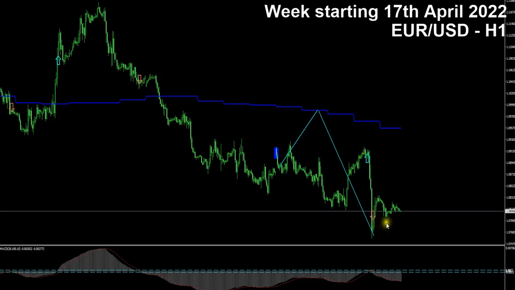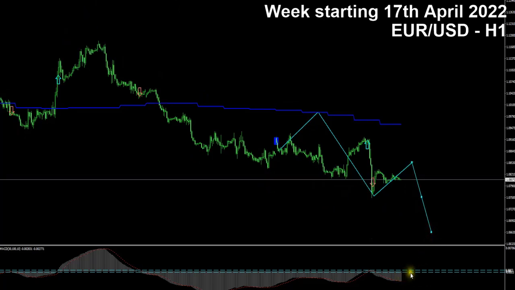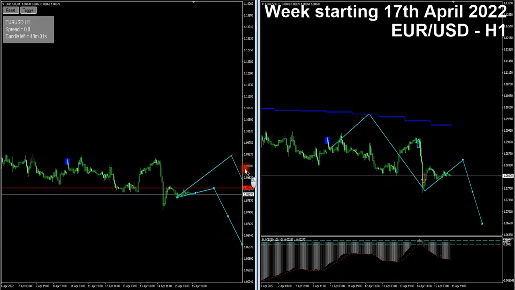So what I would like to see now is price just move up a little bit more, so the MACD can come up to this zero line here in the middle and then drop away again, so that the MACD will give us a sell signal for next week. So that's what I would like to see, a sell signal. Price is below the multi-time frame moving average. We would only be looking to sell based on this indicator. And there we are. We've got two possibilities.